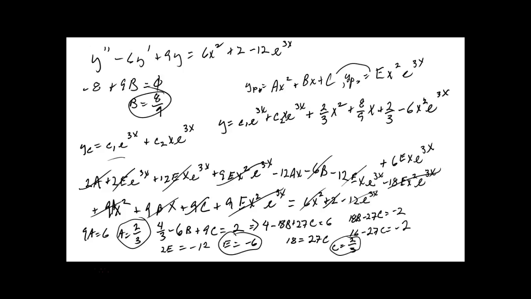So y is equal to c1 e to the 3x plus c2 x e to the 3x plus 2/3 x squared plus 8/9 x plus 2/3 minus 6 x squared e to the 3x. Good for them. All right. We've got what, 3 minutes left? 5 minutes left, something like that.